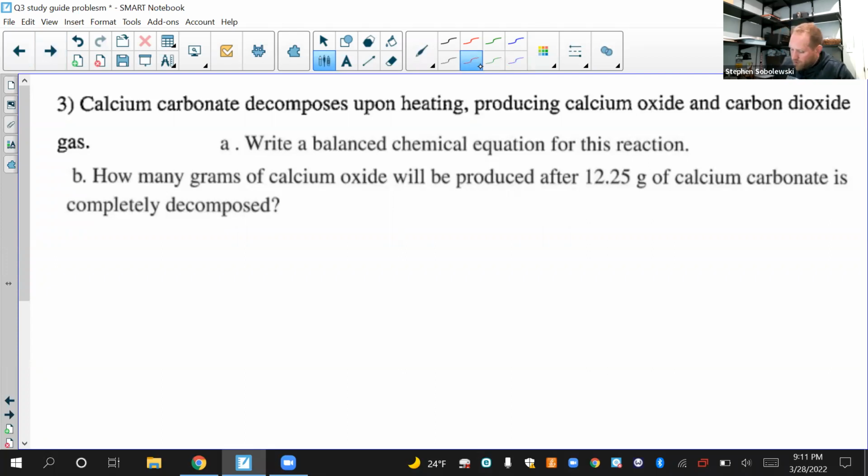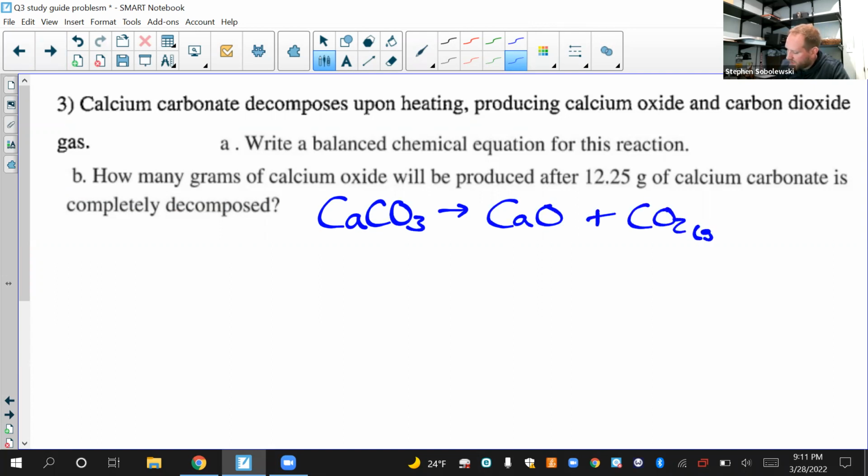Calcium carbonate decomposes upon heating. So this is decomposition. CaCO3 breaks down into calcium oxide, CaO, and carbon dioxide, CO2. I'll tell you that's a gas there. Part A, write a balanced equation. Hey, look, it's already balanced. Nice and easy. Part B, how many grams of calcium oxide will be produced after 12.25 grams of calcium carbonate is completely decomposed? So this is a classic grams to grams stoich problem, or grams in, grams out.